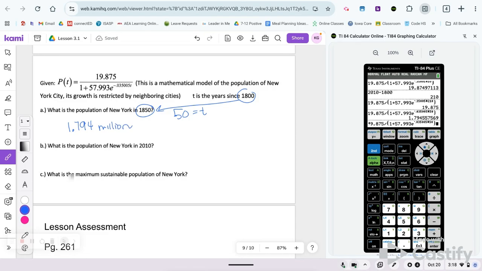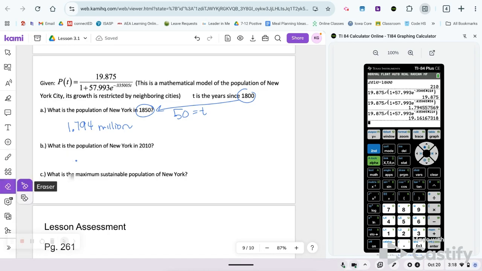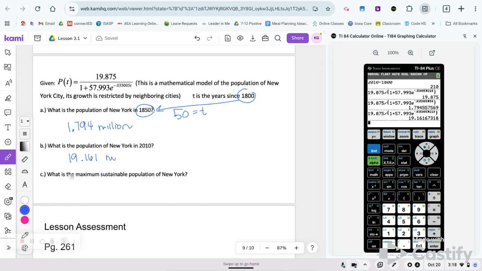And then when I have the exponent correct the second time and I put in the 210, I get 19.161. Probably million again. And then it says, what is New York's maximum sustainable population? So what could be the most that the population could be? That's our limit here. So 19.875 million is the maximum sustainable population for New York.